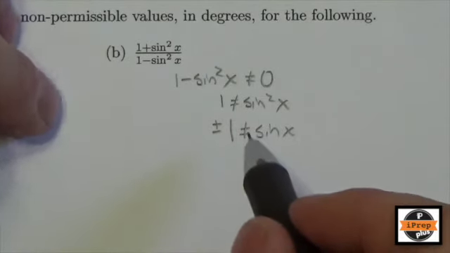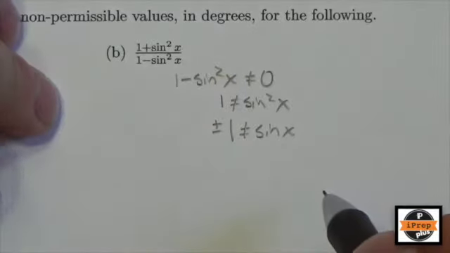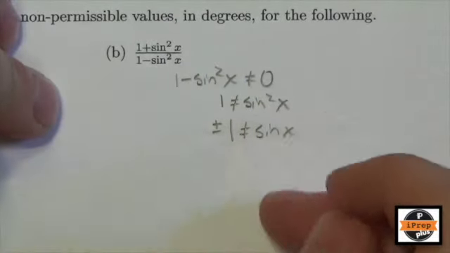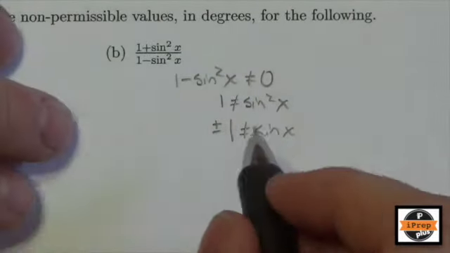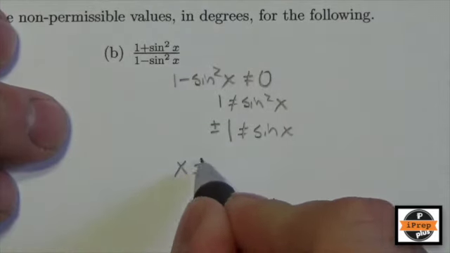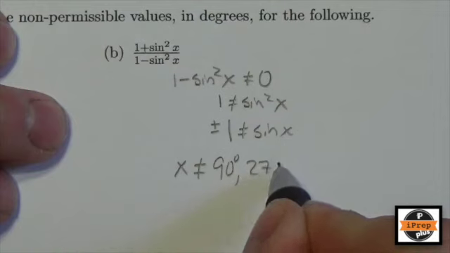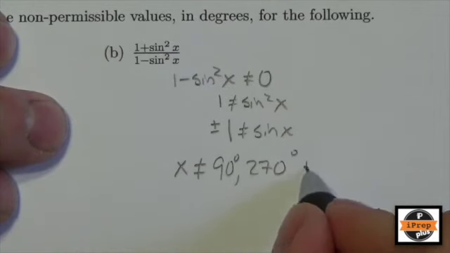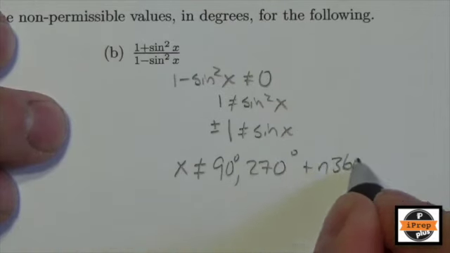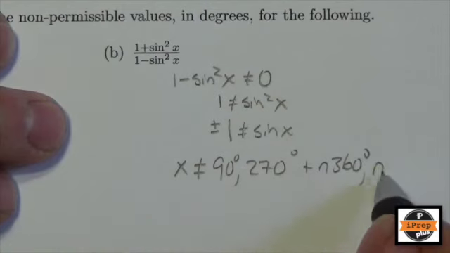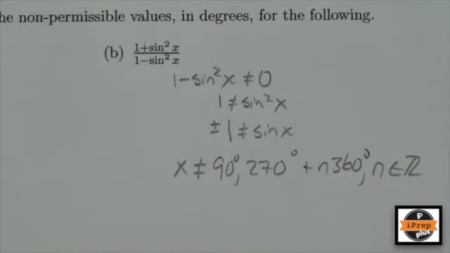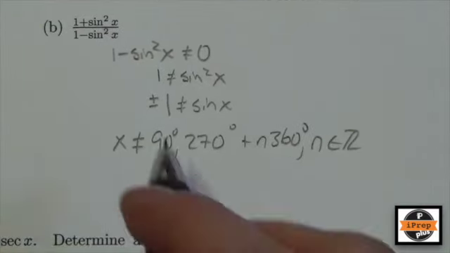Where does sine go to negative 1? Well, it's at the other end of that unit circle. It's going to be pointing down at 270. So what I'm going to say here is I cannot allow x to be 90 degrees or 270 degrees, and I might add to that just integer multiples of 360. And that's a perfectly fine answer. Nothing wrong with that. But I can write that a little bit better.